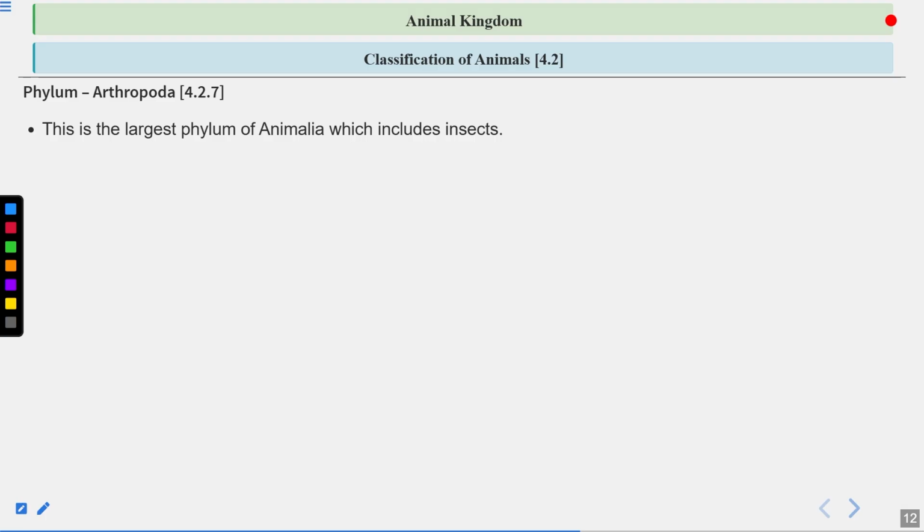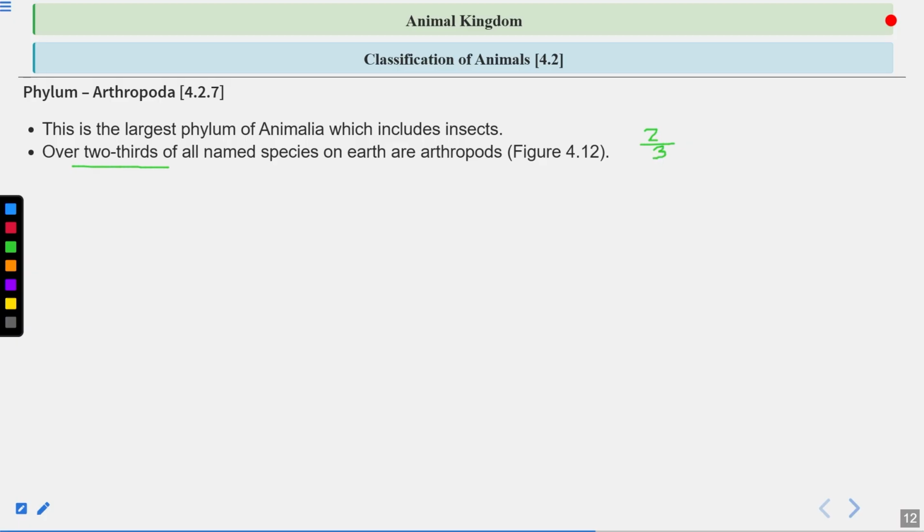Now we will study the next important phylum, Arthropoda. This is the largest phylum of the Animalia, which includes the insects. Largest phylum. So how large is it? Over 2/3 of all named species on the earth are Arthropoda. Out of 3, 2. Of the identified species we have today, 2/3 are arthropods. That is why this is considered the largest phylum of the animal kingdom.